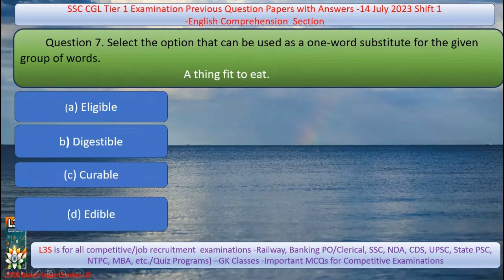Next question. Select the option that can be used as one word substitute for the given group of words. A thing fit to eat.